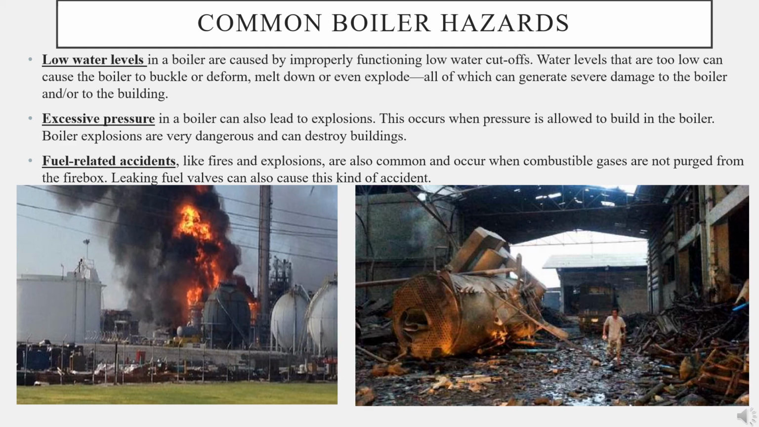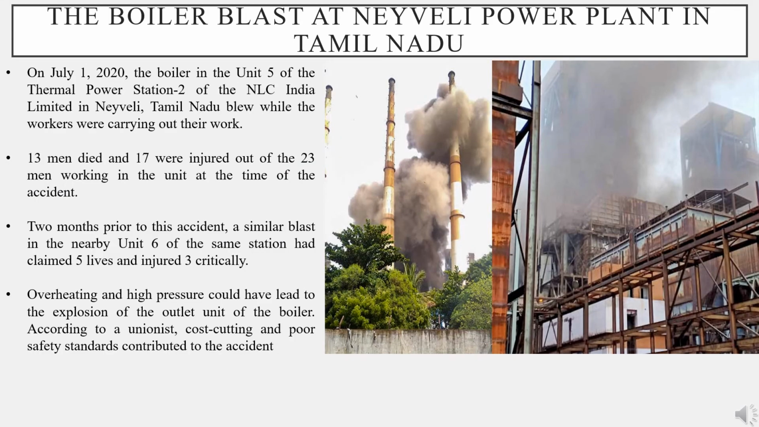A boiler explosion can be very dangerous and can even destroy buildings. Here is an example of a boiler explosion. On 1st July 2020, a boiler in Unit 5 of the Thermal Power Station 2 of the NLC India Limited in Tamil Nadu exploded, claiming 13 lives. Just 2 months before, a similar accident happened in a different unit of the same plant, claiming 5 lives. The reasons for the accident given by the officials were overheating and high pressure in the boiler.